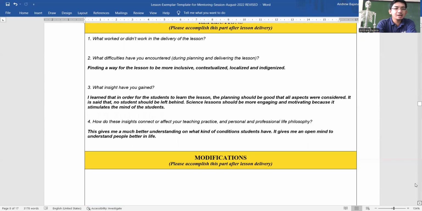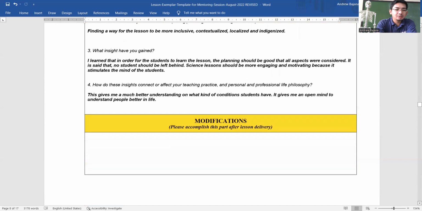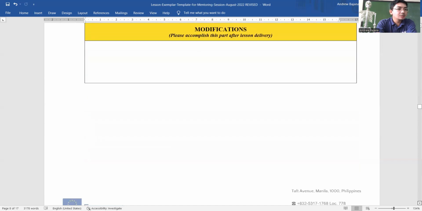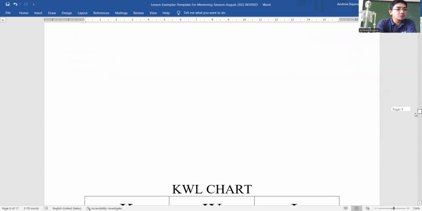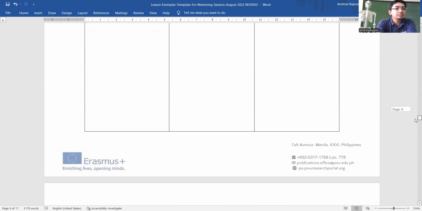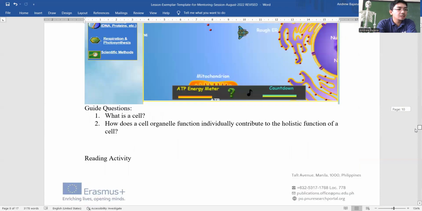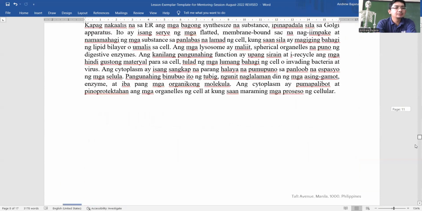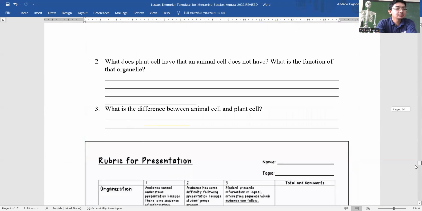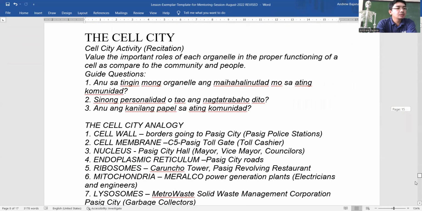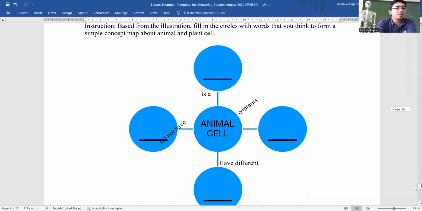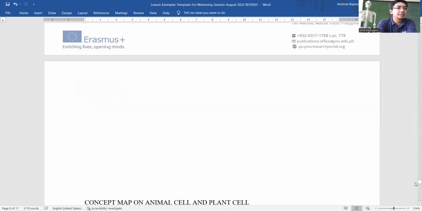Okay, these are the last parts. These are the activity sheets that I attached in the last part of my lesson exemplar, and there are rubrics included for the cell-city activity and concept map.